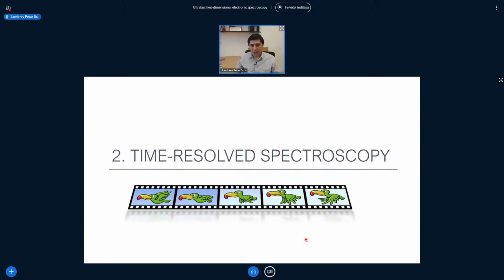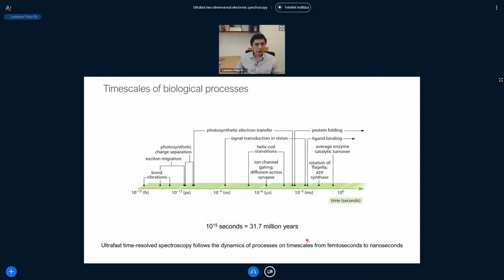Now, we are talking about dynamic processes here, energy transfer, coherence, and so on. If we want to measure any kind of such dynamic processes, we go into the domain of time-resolved spectroscopy, where we make movies or snapshots of the molecule in different periods of time. So what periods of time? It's worth looking at the ruler of timescales of biological processes. It spans a very large range of timescales.